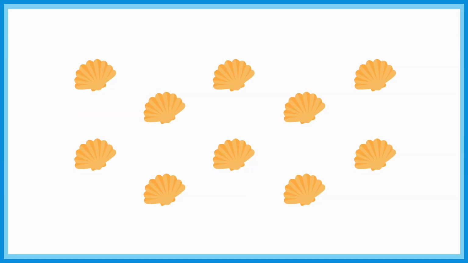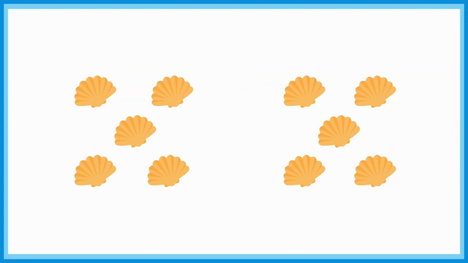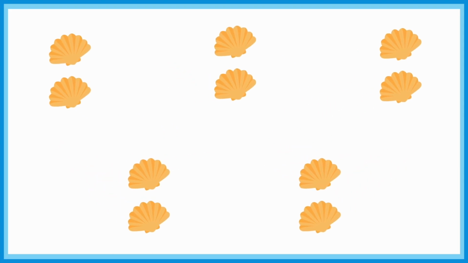Have you ever wondered how many different ways a number can be divided evenly? For example, here we have 10 seashells. We could divide these seashells into 2 equal groups of 5, and we can also divide them into 5 equal groups of 2. When we use pictures to help us, it is easier to see how many different ways we can divide things into different groups.